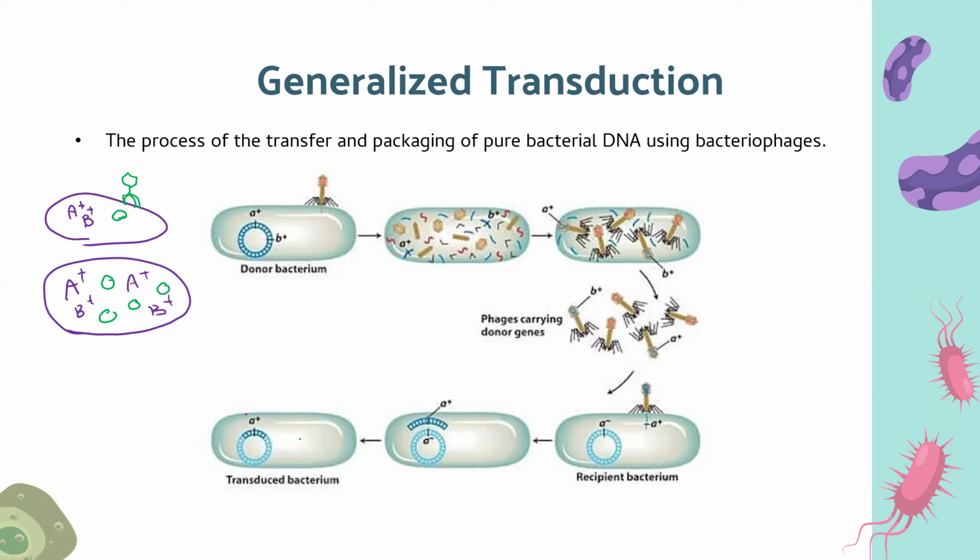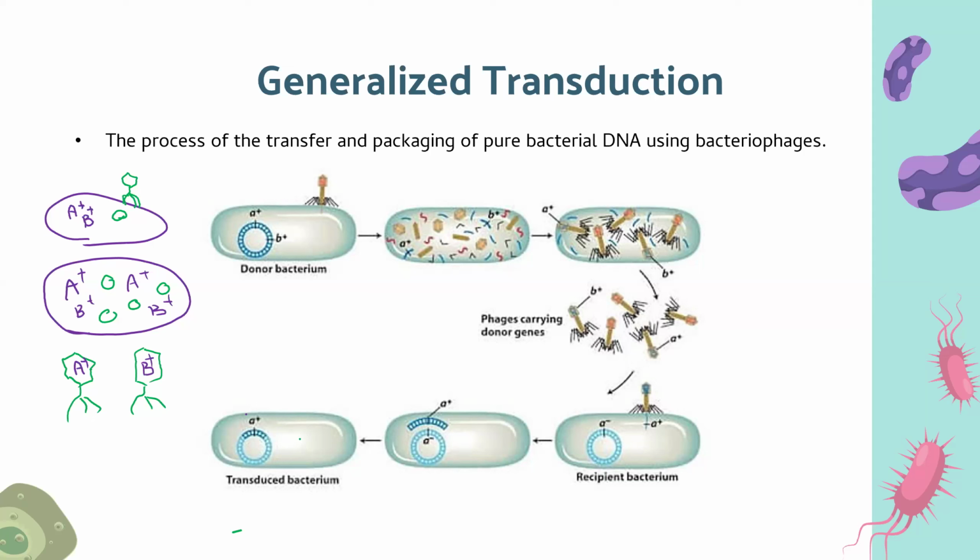In generalized transduction, with the formation of new bacteriophages, instead of taking up their own DNA as they should, which is the replicated DNA, you're going to see them carrying the bacterial genes instead. So they do not have any of their own DNA. This is pure bacterial DNA.